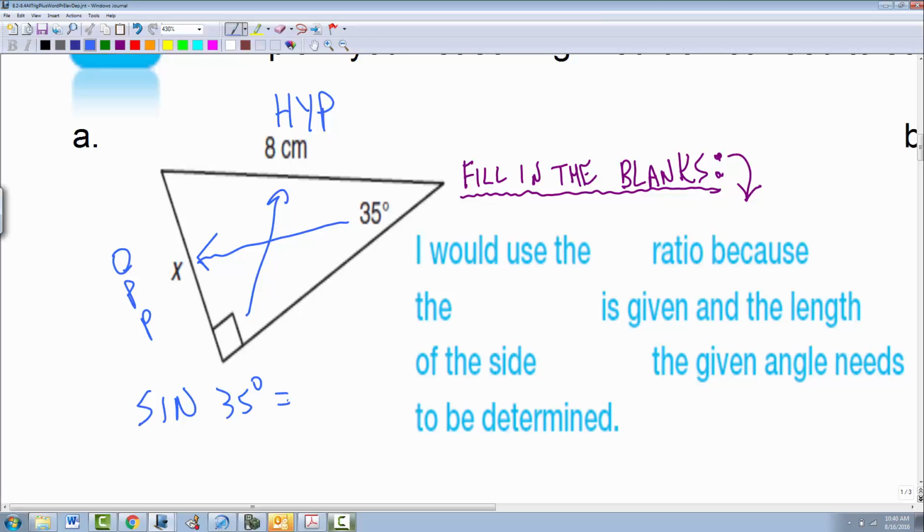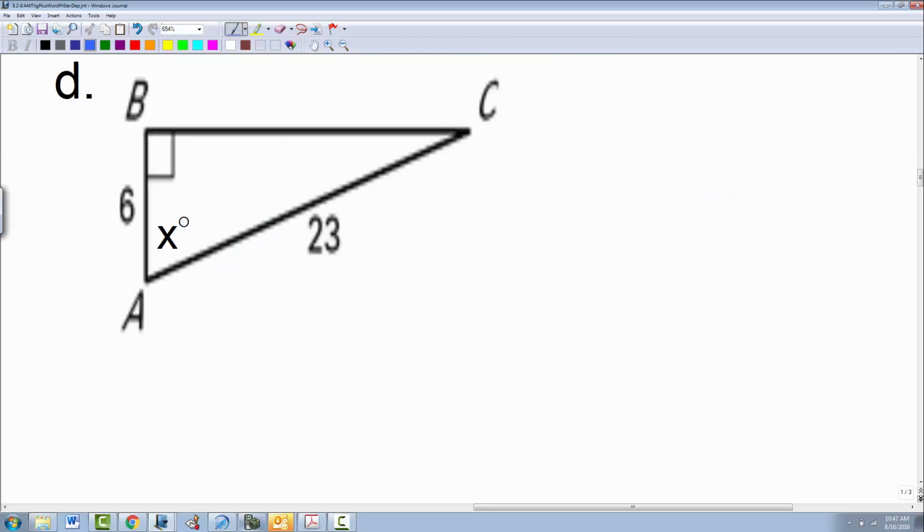This is in English. Equals what? What over what? And what is that in terms of these letters and numbers? X over 8. Okay, and then I'll leave you alone in case someone does watch.